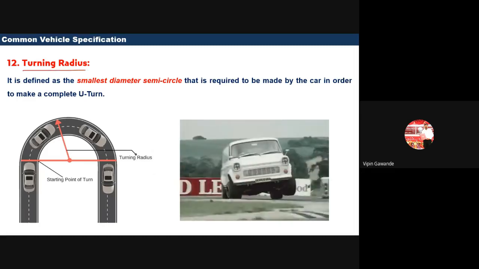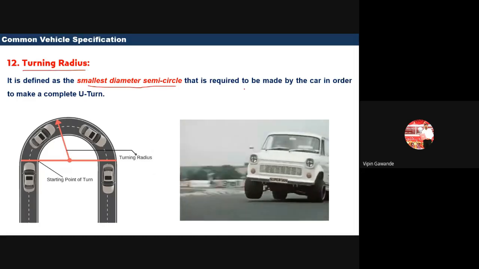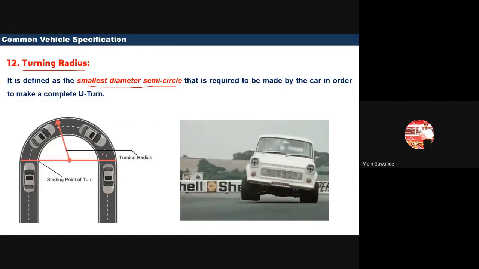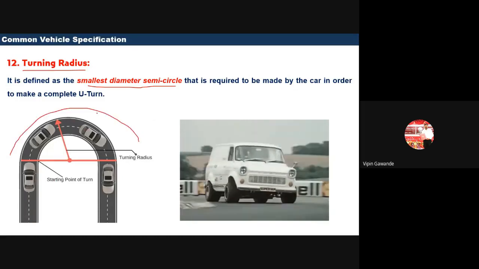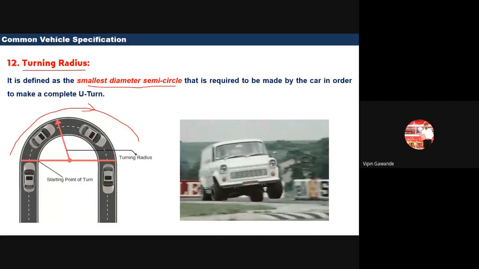That means the smallest diameter semicircle that is required to be made by the car. That is called the turning radius. It tells how easily the vehicle can take a turn on a curved road. So that is called the turning radius.